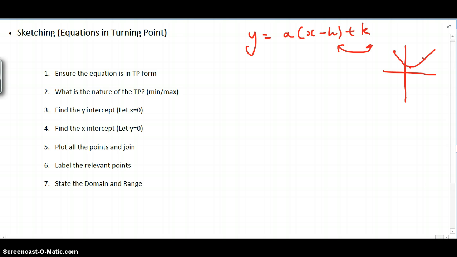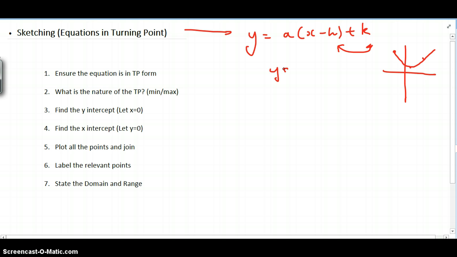So to sketch an equation that's already in turning point form, as you can see on the right hand side, I've put down 7 steps. 7 steps will vary with everyone else, but these are the 7 steps that I prefer to use with my class. So first step is you need to ensure that the equation is in turning point form. So let me give you an example.